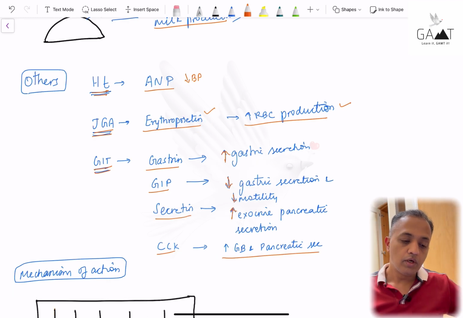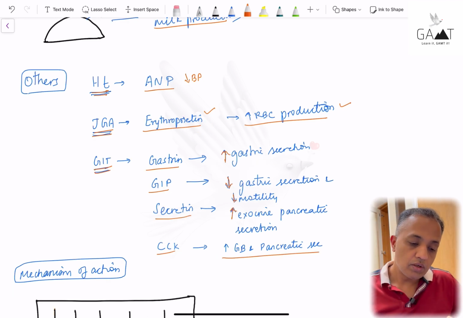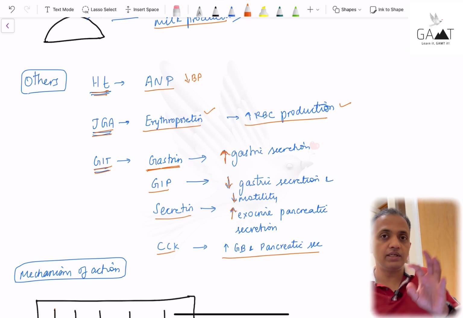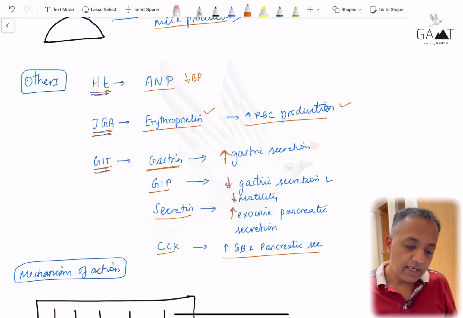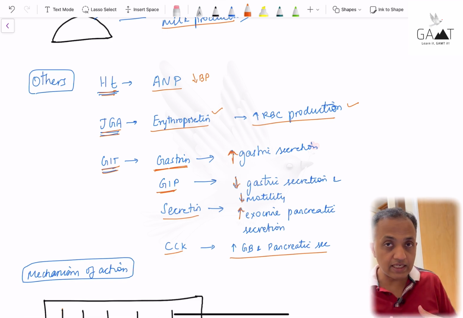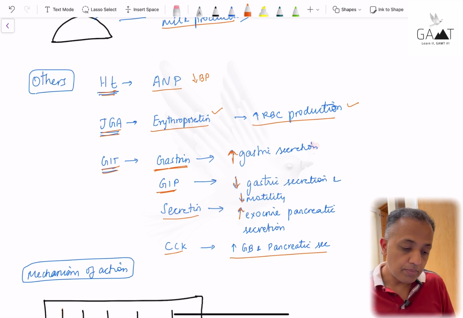Okay, so the GIT secretes a few hormones that act locally. The first one is gastrin. Gastrin increases gastric acid secretion. Gastric acid, you can remember. Gastric inhibitory peptide, again as the name suggests, reduces gastric acid secretion and motility. So these two are pretty obvious.